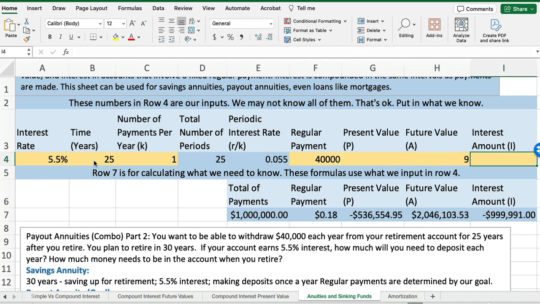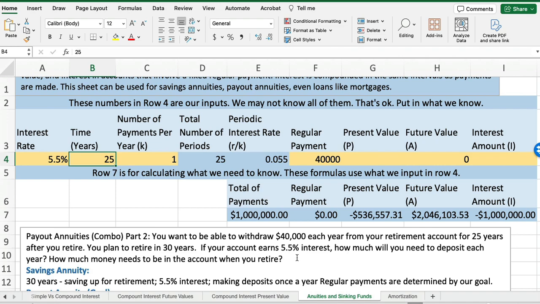Whoops, that should not be a 9. That should be a 0. Again, this is the payout annuity part that we're solving for. So the future value is 0. The regular payment is $40,000. And that's happening for 25 years. Because that's what we're getting after we retire.